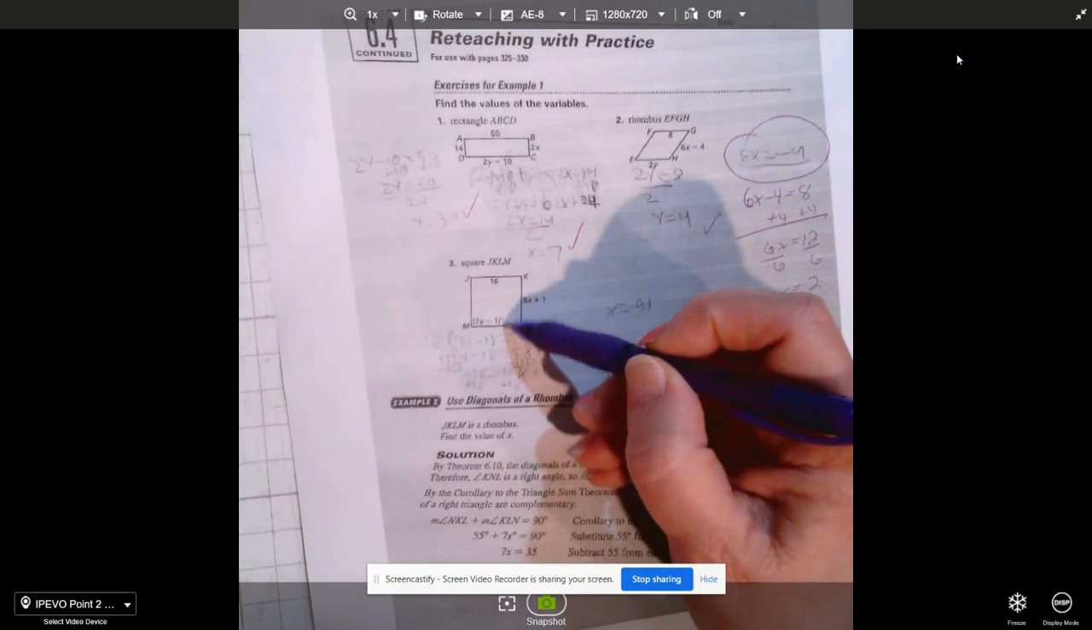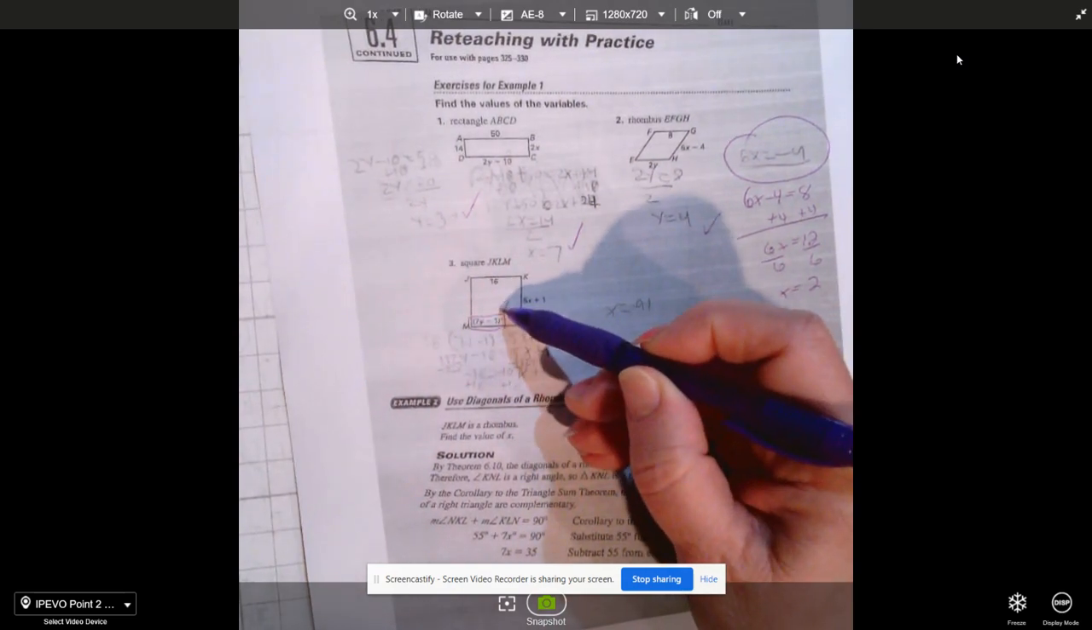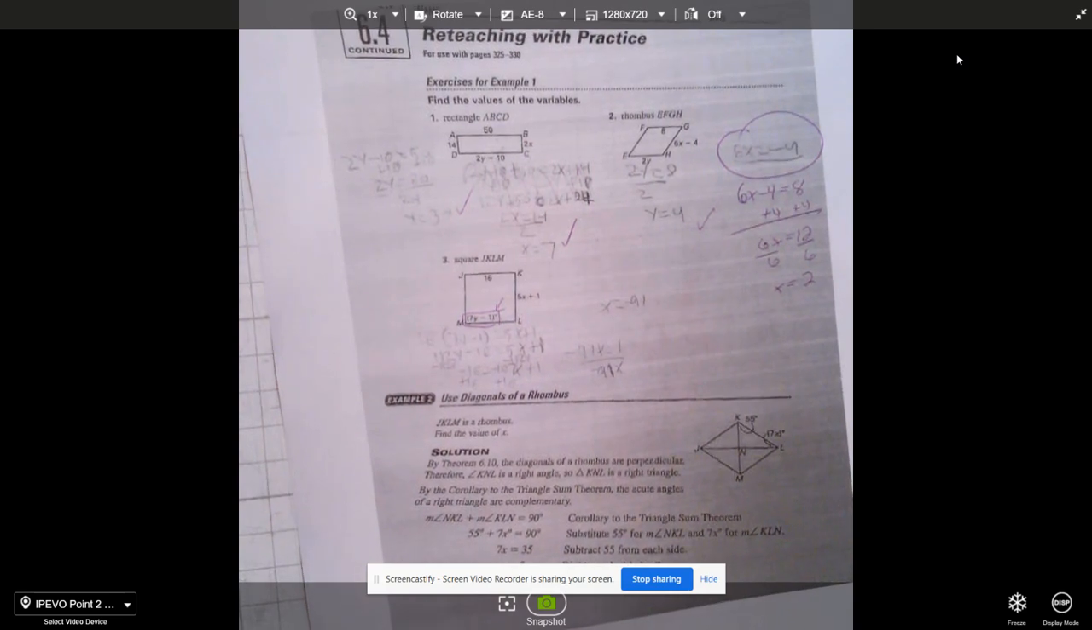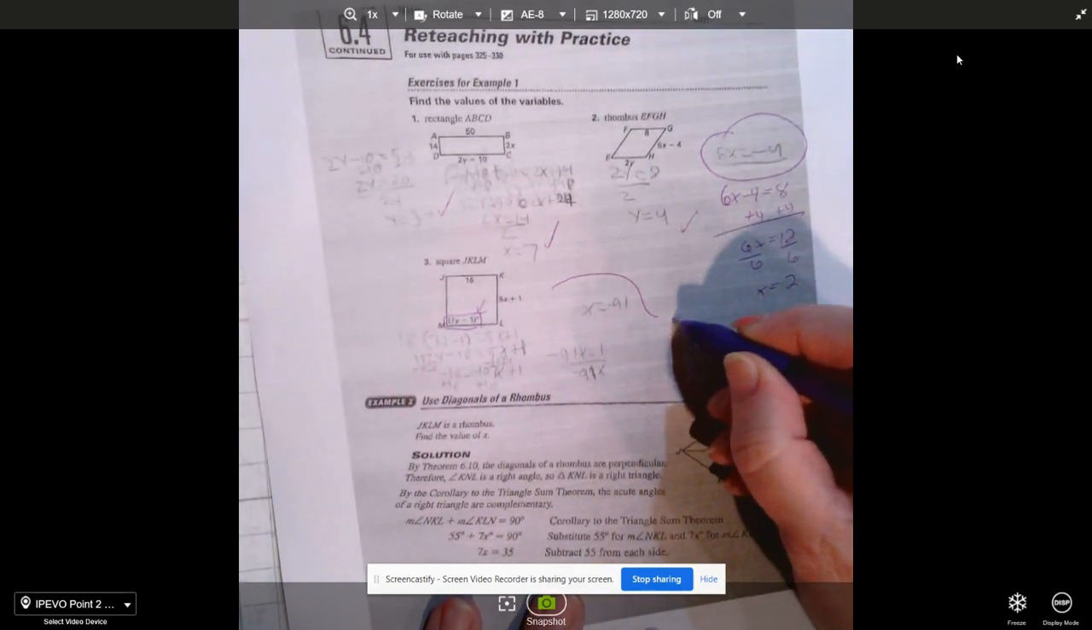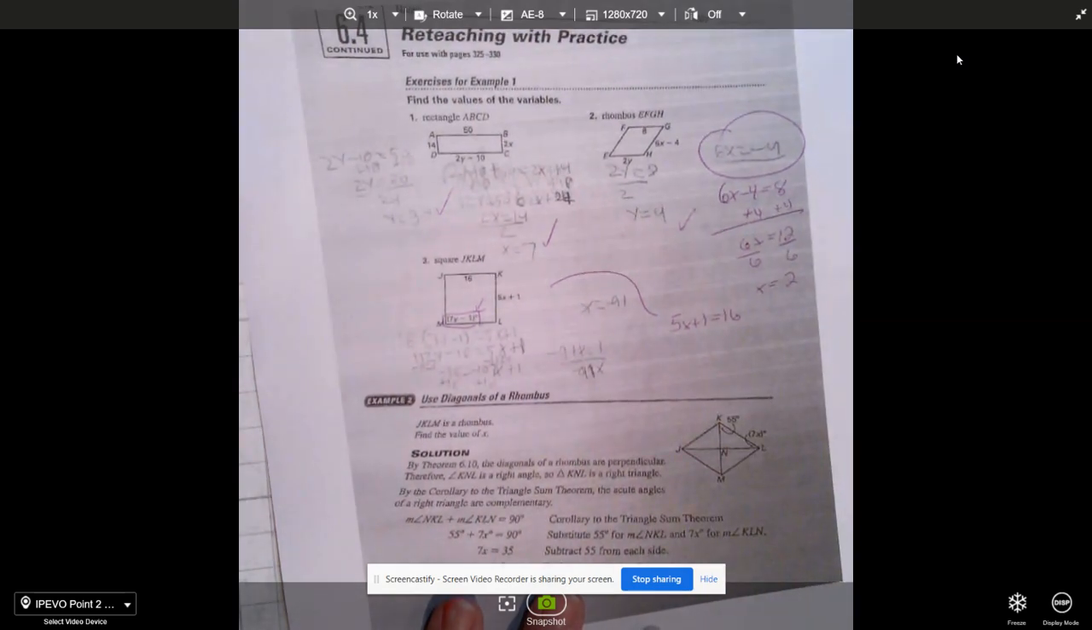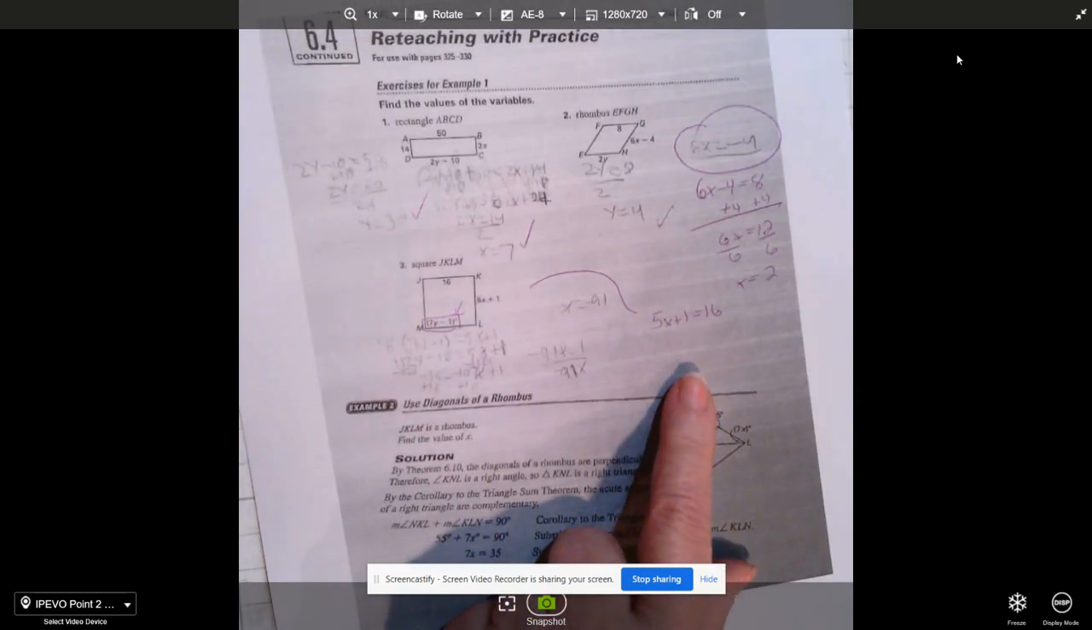This one here has the degree symbol on it. So that's going to be an angle. That's not a side measure. So you're going to have to do that a little bit separately. So all you should have done on this one here is say 5x plus 1 equals 16, and then you could have solved that problem.